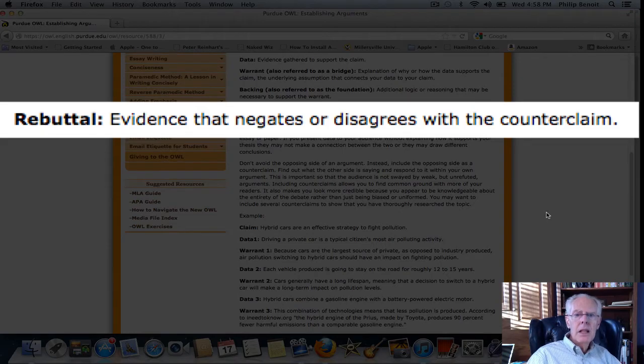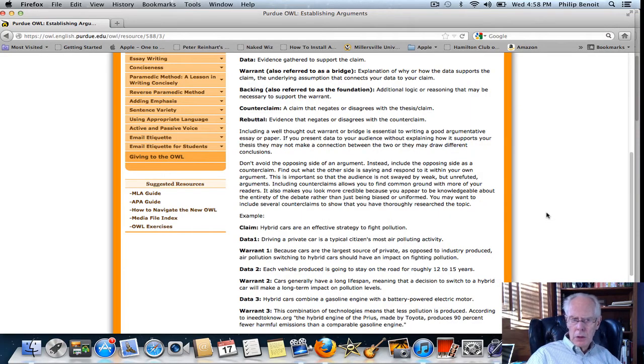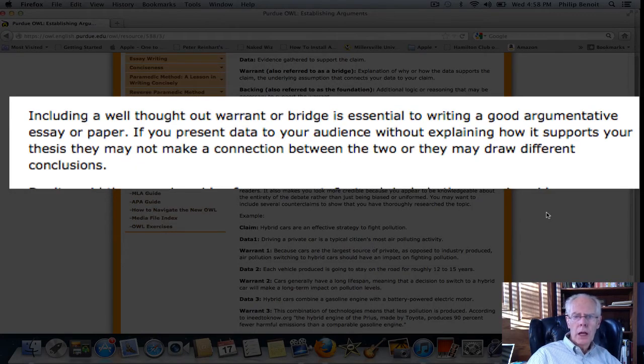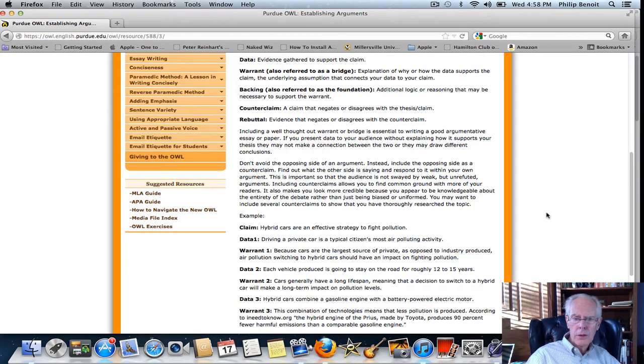Okay, so here's some copy down below that says including a well thought out warrant or bridge is essential to writing a good argumentative essay or paper. If you present data to your audience without explaining how it supports your thesis, they won't make the connection between the two and they may draw different conclusions. Okay, so it's kind of putting in a little commercial for making sure you think about the warrant here.